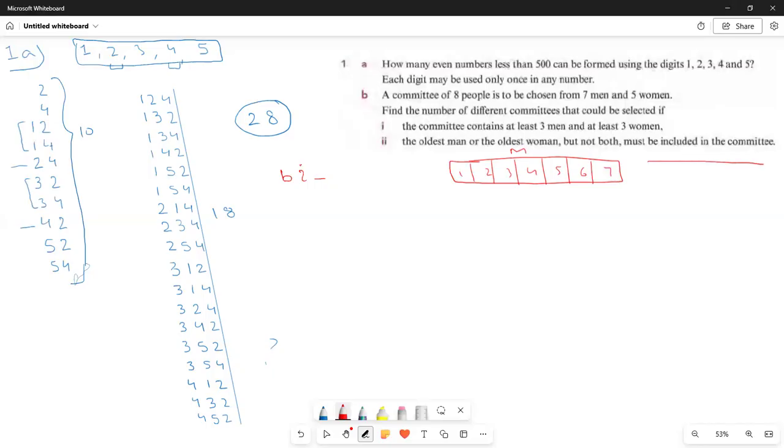And they have 5 women. So 1, 2, 3, 4, 5. These are all women. 1, 2, 3, 4, 5. Okay. I have to make a committee of 8 people, and at least 3 should be men and 3 should be women. Okay. So let's start.